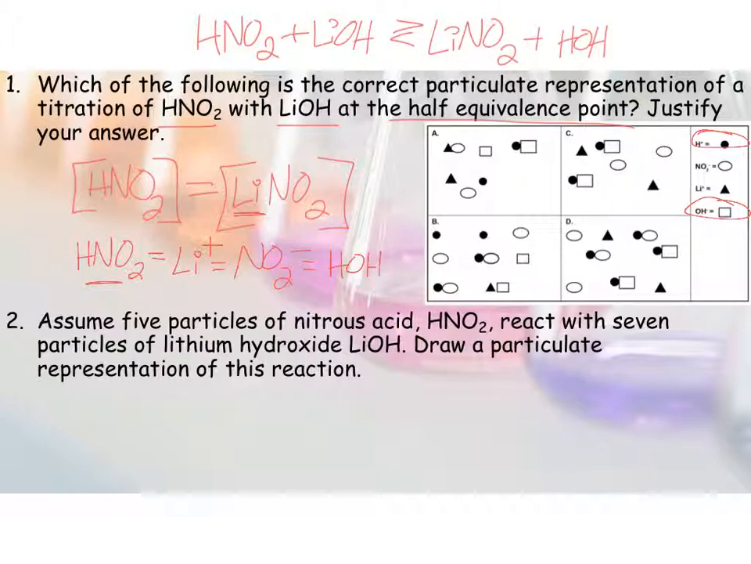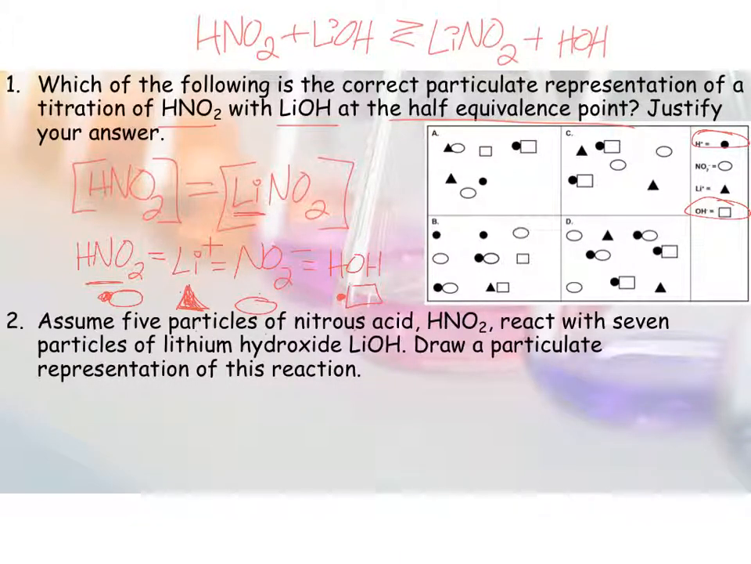Okay, so now we want to pick the picture where all these are equivalent. So HNO₂ is going to be the circle with the little colored in circle. Li plus is going to be the colored in triangle. Okay, NO₂ minus not bound is just going to be the open circle. And then HOH is going to be the box with the colored in dark circle. So we just want to find something where all of these are equivalent.